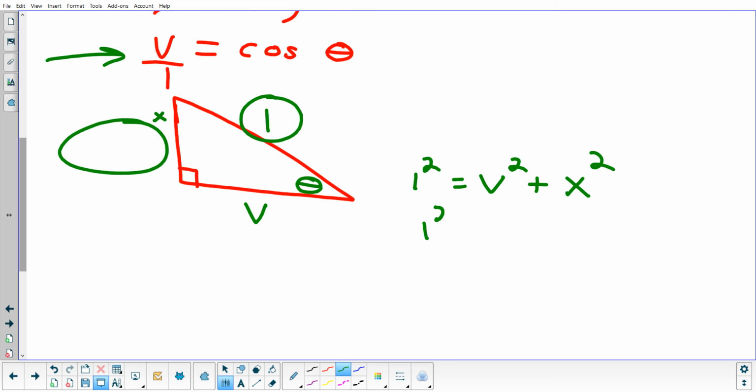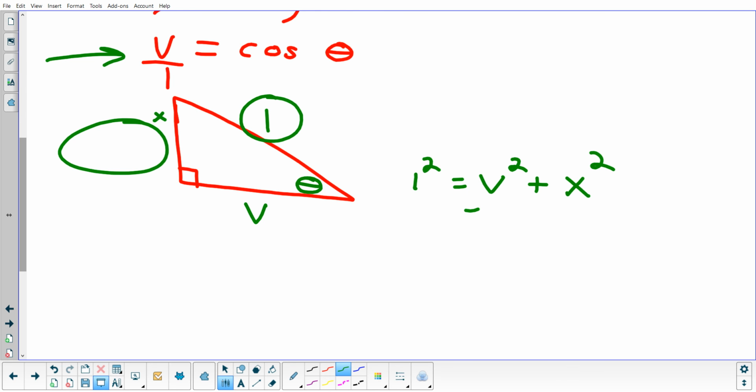And so we get 1 squared. Well, I can do 2 things at once because 1 squared is just 1. And let's bring v squared to the other side. So Tyler, how would I bring the v squared to the other side? Subtract. Say it again. Subtract what?